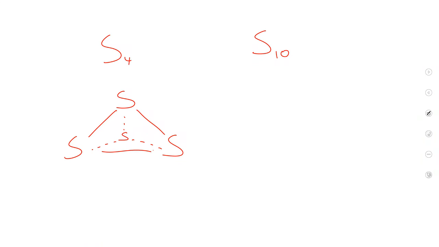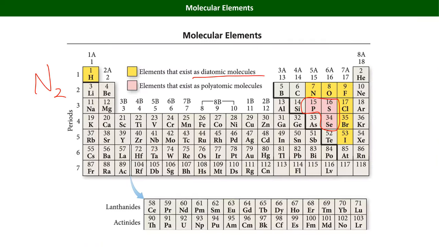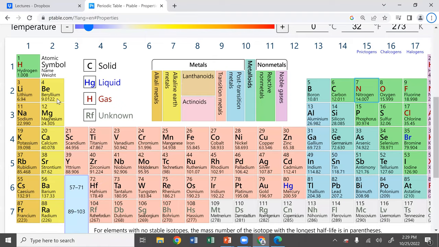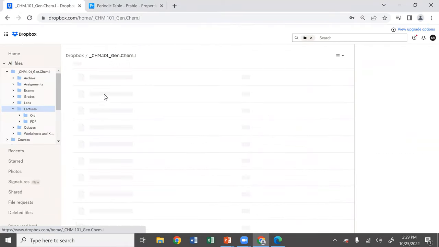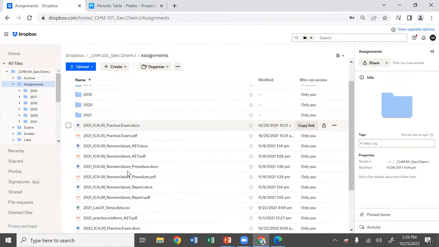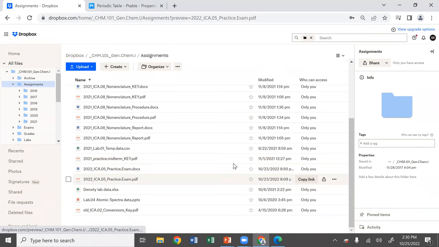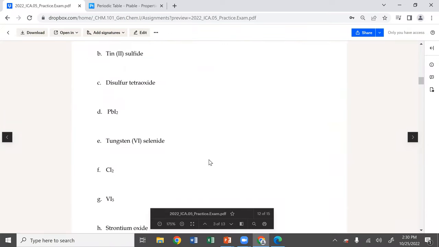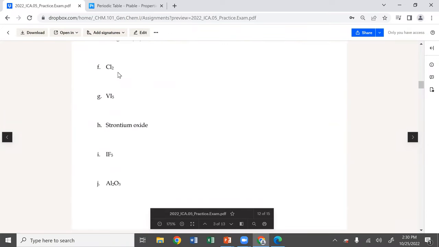Right, so for those ones, I'm not going to get too specific in terms of what I'm asking you to remember, but all the ones in yellow, I want you to remember that those are present as diatomic molecules. And when I ask you a question like on the practice test, where I say, this one right here, F.